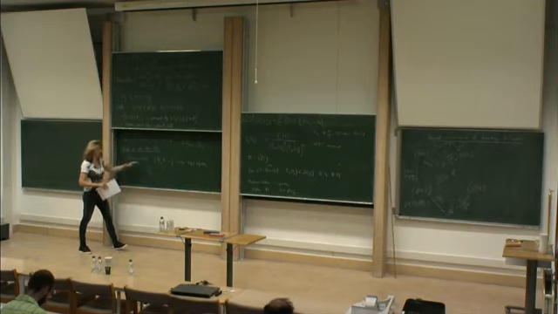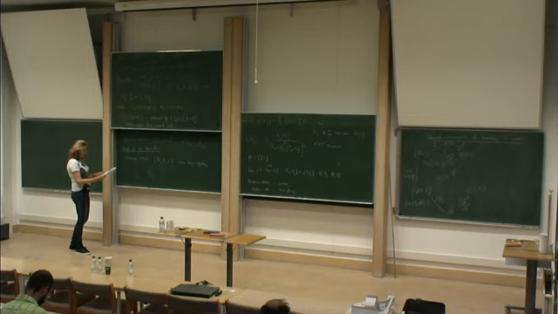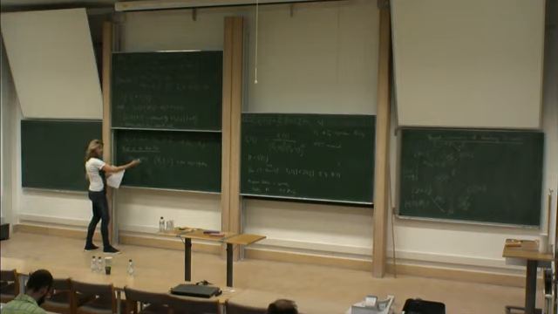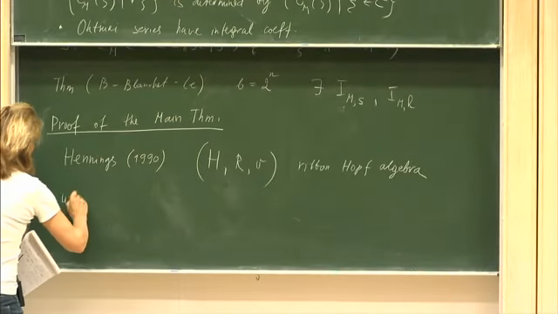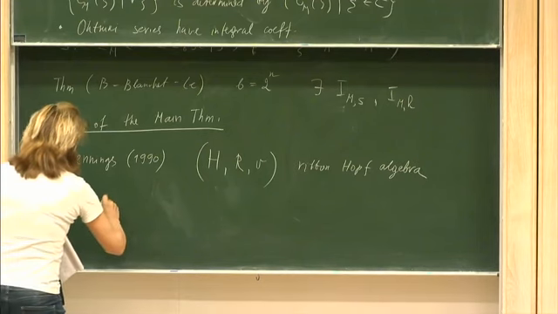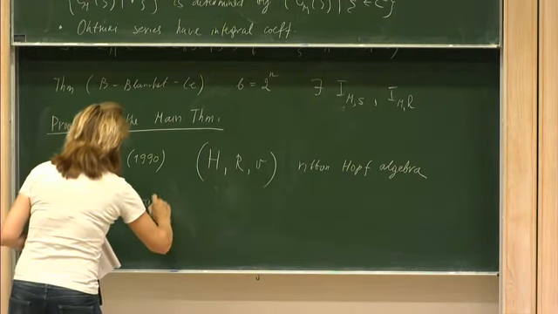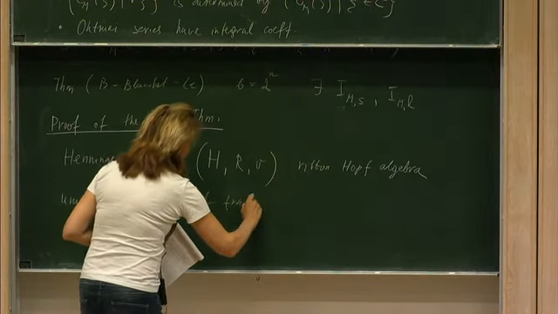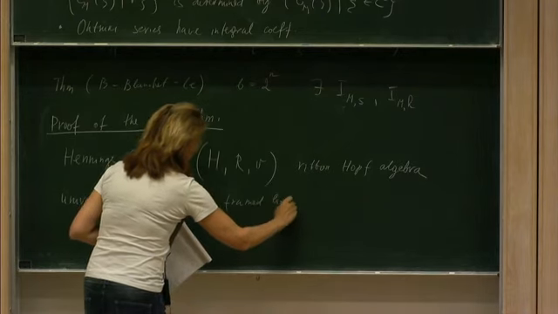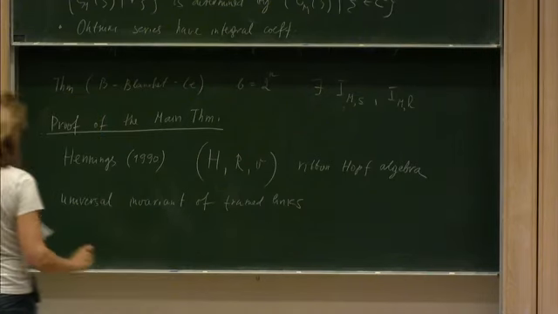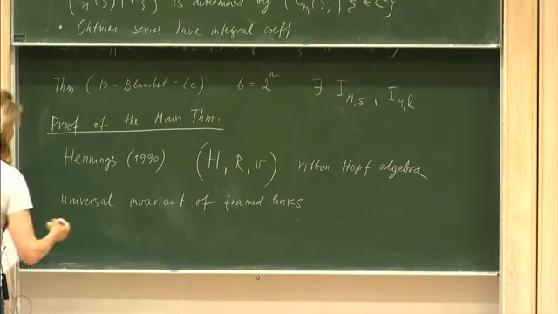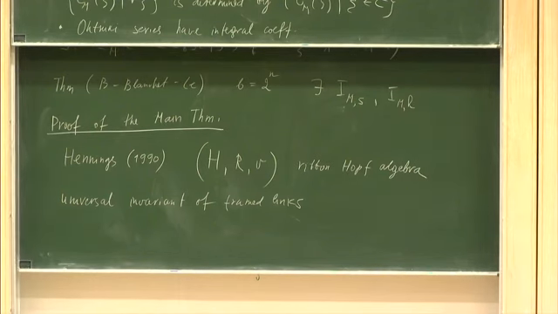But Hennings was looking just at that, and then the next ingredient was the so-called universal invariant. Out of this triple, one can construct the universal invariant of framed links. And for those who perhaps haven't seen this construction, I'll just briefly recall. So basically, you can obtain it even for framed tangles.